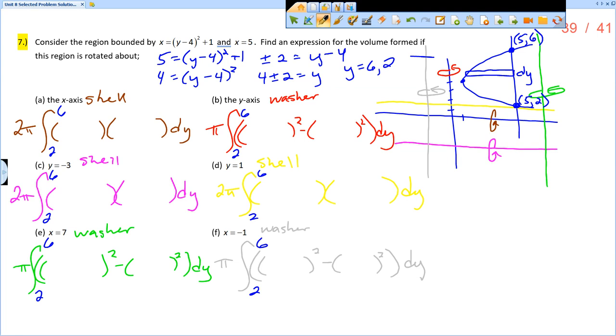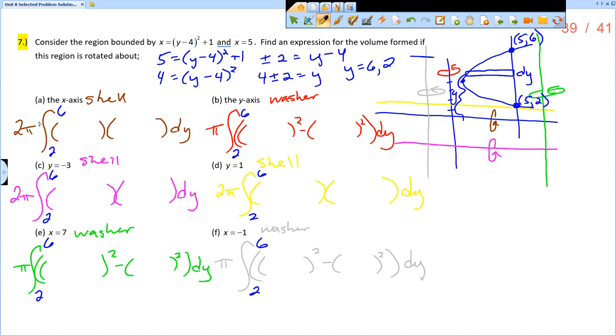All right. So now the next thing. Let's start off with A. I'll do all the shells together. So the x-axis. So shell: how far is the dy from the x-axis? Remember, that distance is always y, right?